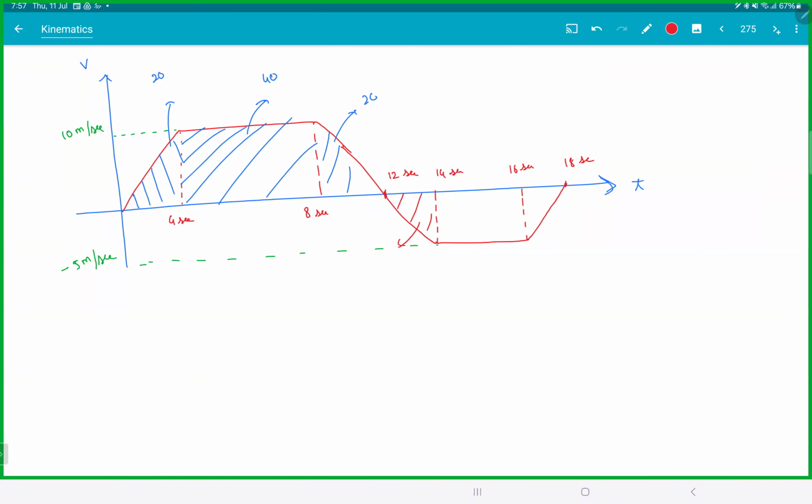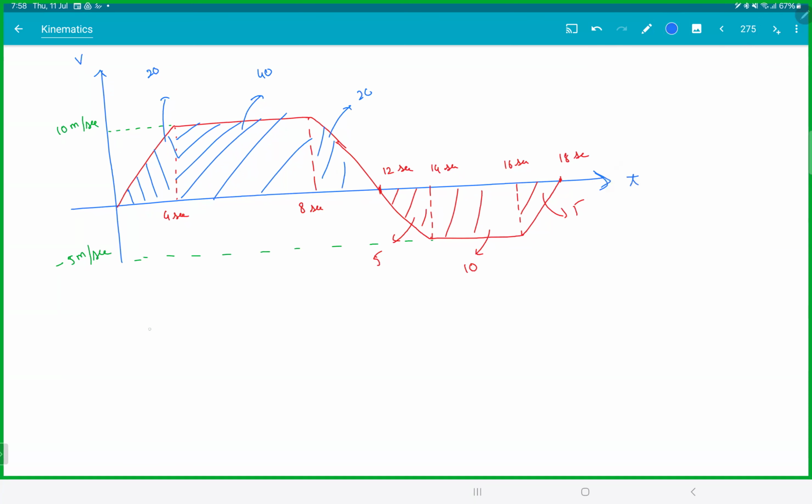This would be half into... so this is 5. This would be 10. And this also would be 5. So if you want displacement, you take the total positive area minus negative area. The positive area would be 80, minus 20, that is 60. If you want distance, it is 80 plus 20, that is 100.